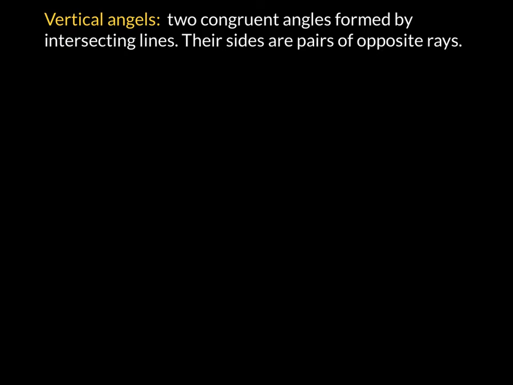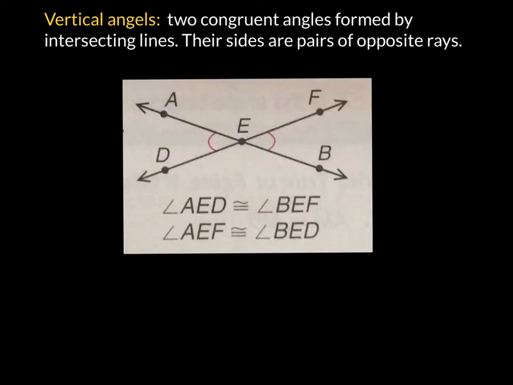Our last vocabulary word is vertical angles. Those are two congruent angles formed by intersecting lines. Their sides are pairs of opposite rays. And here's the example for that.